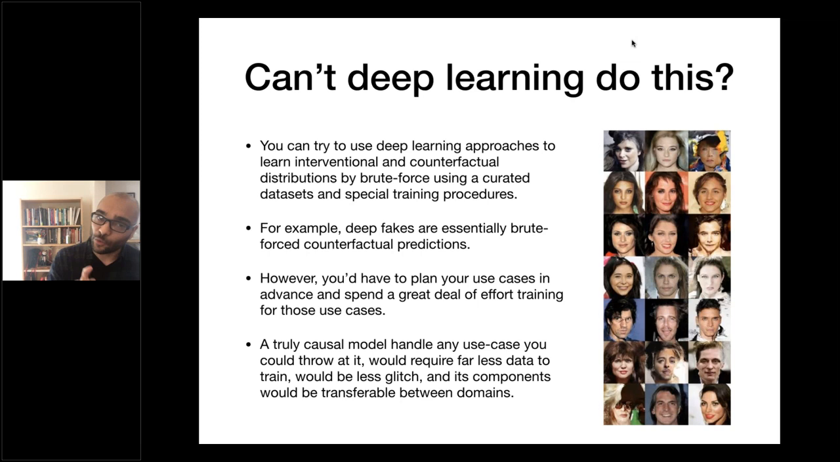However, what you would have to do to get that to work in deep learning is to explicitly plan your case study, your use cases, in advance. Like, I want to make the face of the subject in the middle of this frame, who's moving in a certain way, change to match the face of that subject. And it would take a great deal of effort to train for those specific use cases. A truly causal model would handle any use case you could throw at it, so long as those causal variables in the model are modeled explicitly. And it would also require far less data to train, and would be less glitchy. And most importantly, probably, the components that you train in this model will be transferable across domains, because they have learned some kind of causal mechanism in the world, not just artifacts in the data.